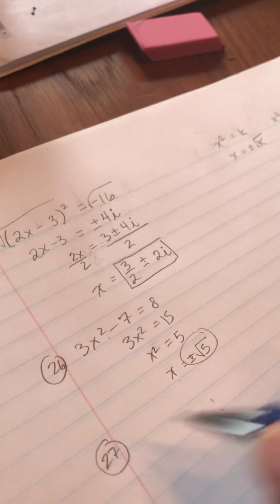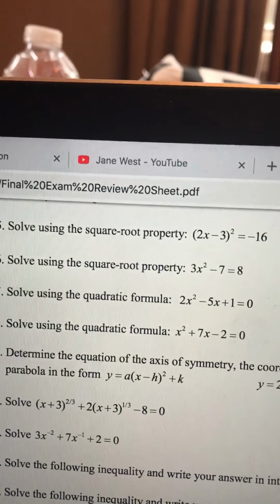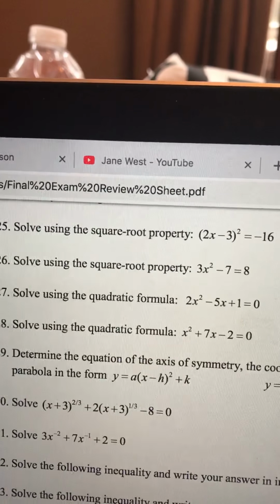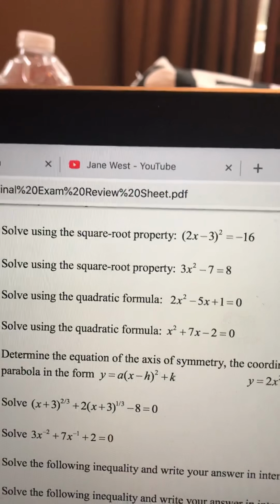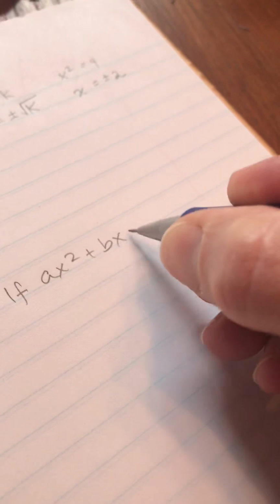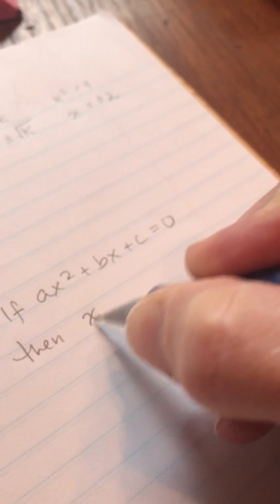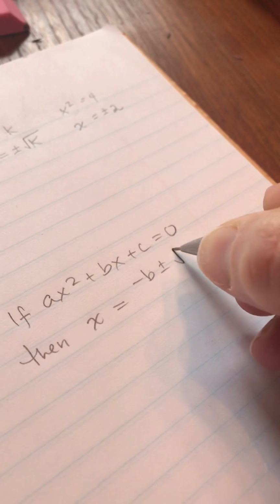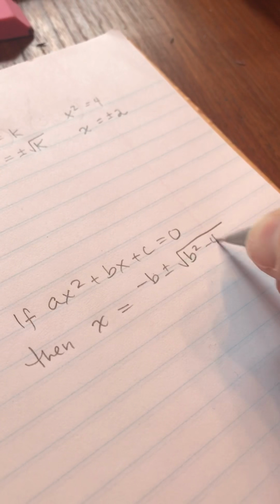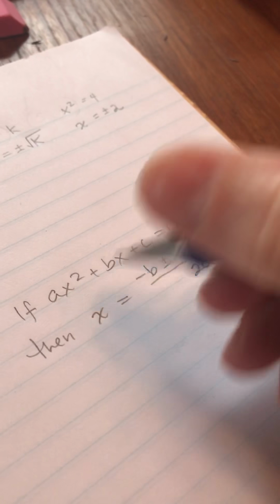Number 27. Solve using the quadratic formula: 2x squared minus 5x plus 1 equals 0. So here's where you have to have memorized the quadratic formula, which says if ax squared plus bx plus c equals 0, then x is going to be equal to negative b plus or minus the big square root of b squared minus 4ac, all over 2a. All right, so that you have to memorize.